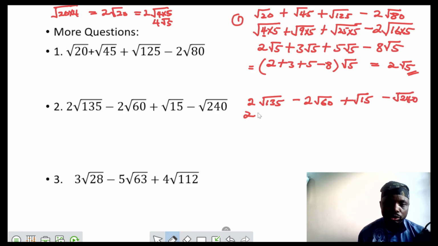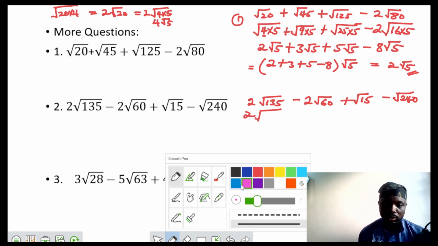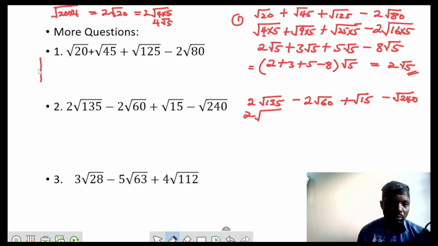So this will be 2 root 135. I don't know the factor to break 135 into, so what I advise you to do is just come here and write 135. Can 2 go in there? No, 2 cannot go. Can 3 go in? Yes, 3 can go. 3 in 13 is 4, remainder 1. 3 in 15 is 5. And you see 45 is not a perfect square.